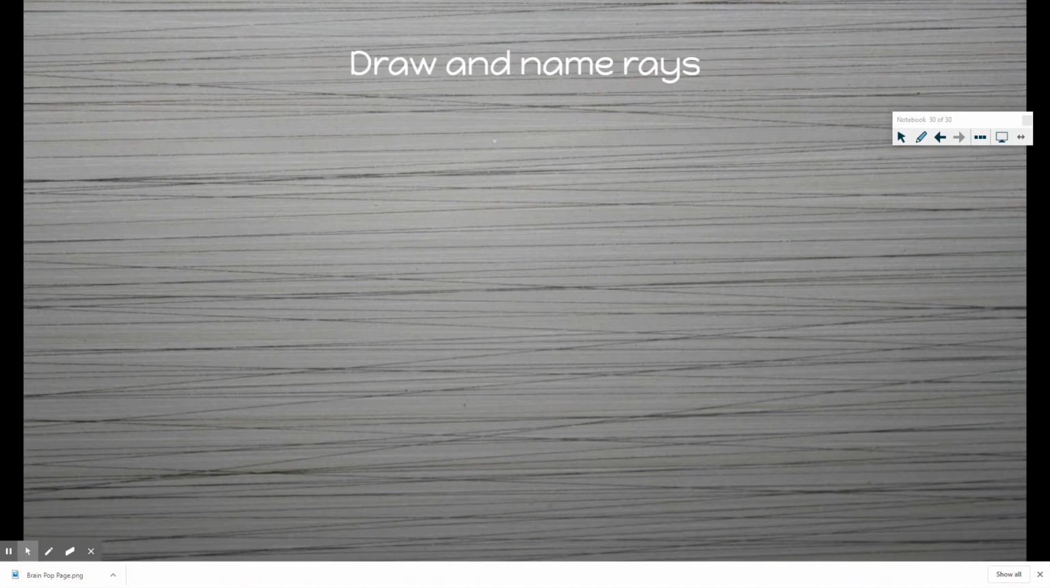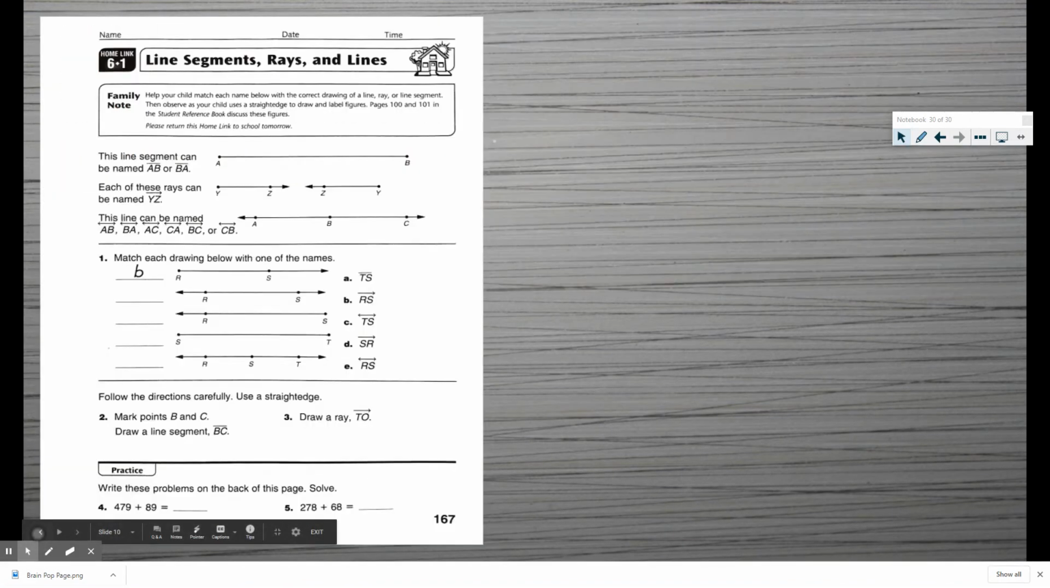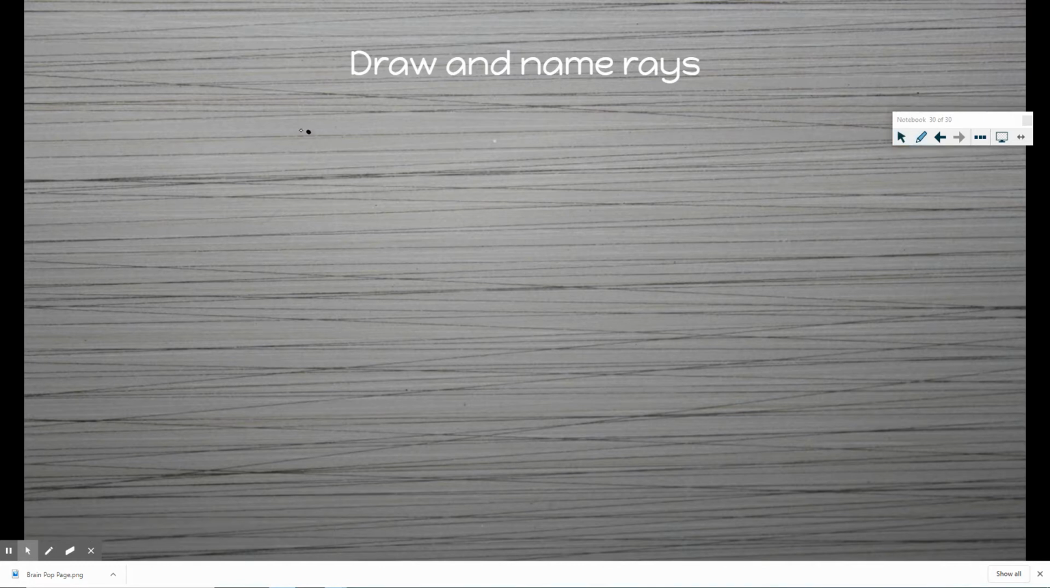All right, looking at rays. Now, rays are the exception. Rays cannot be put in any order that you want. Rays have to always start with the endpoint. So when I am naming a ray, I am going to start with my endpoint right here. So this is going to be the endpoint. My rays go out. There'll be another point on here somewhere, but I have to name it with this first one. So this is going to be ray RT, and I draw it like this.